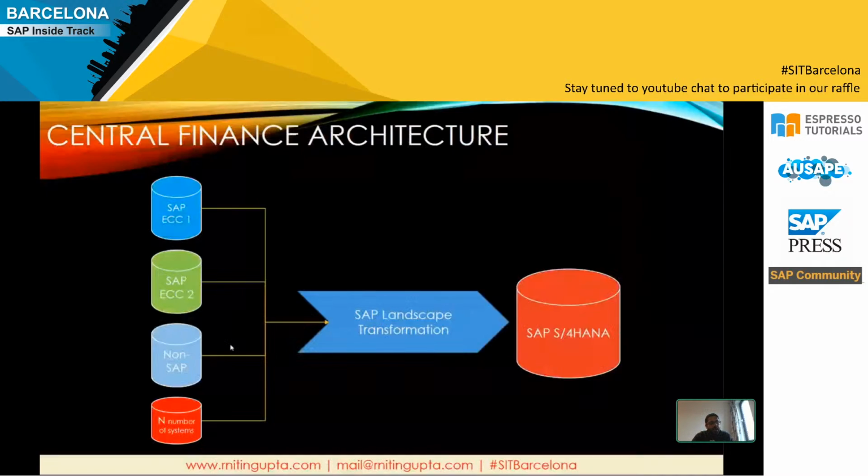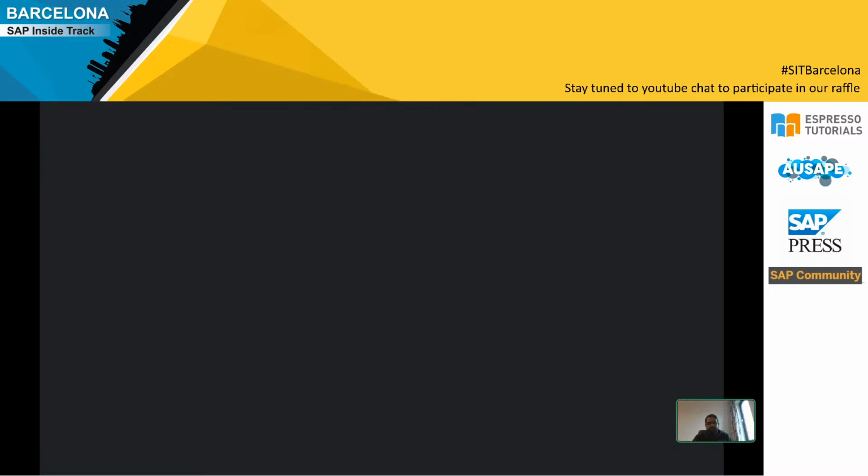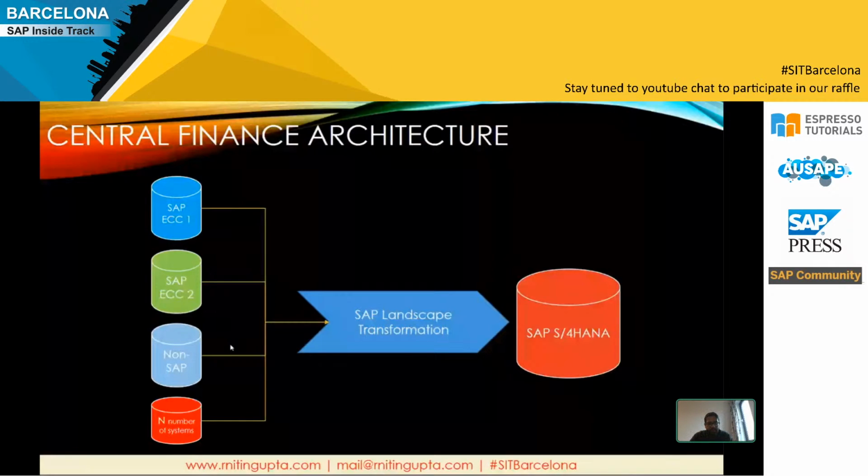Now I will explain the architecture. It's always confusing when people say, some say Simple Finance, some say Central Finance. The simple architecture of Central Finance implementation is on the left hand side. If you see, you have an ECC system, you have any non-SAP system, and you can have n number of systems.